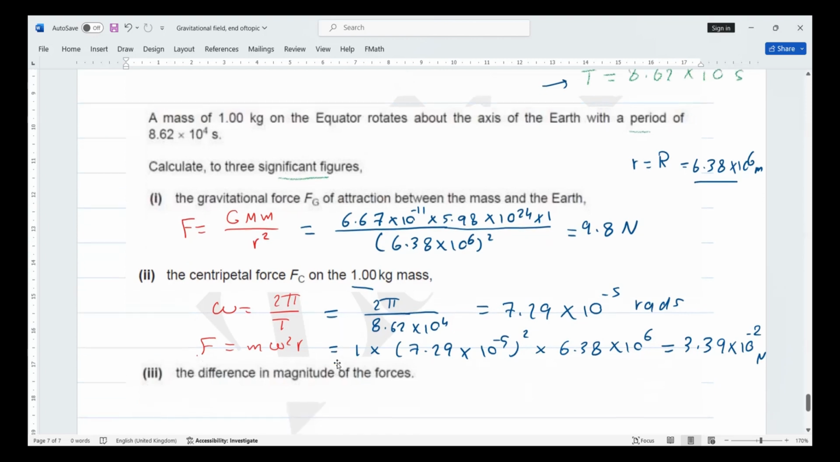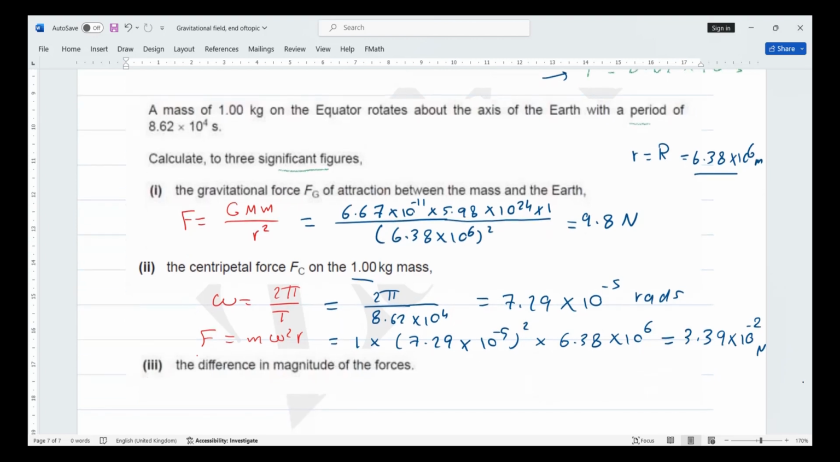The difference in magnitude of the forces. What are the forces? The gravitational force and the centripetal force. So Fg minus Fc equals the gravitational force, 9.8, minus the centripetal force that we calculated, 3.39 multiply 10 power negative 2. Then the answer becomes 9.77 Newton.